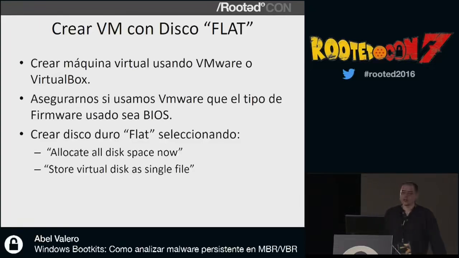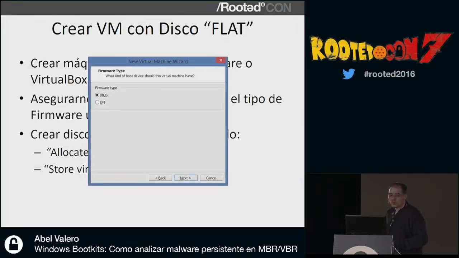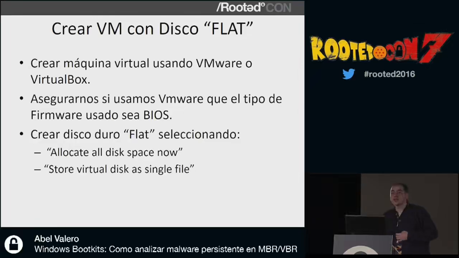The first thing to do is to create a virtual machine using VMware or VirtualBox, whatever you like best. But we need to ensure that we start from BIOS. VMware, when it detects Windows 7, Windows 8 or Windows 10, shows a screen like this. How do you want to start? Firmware through BIOS or through EFI?